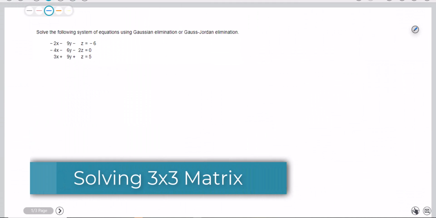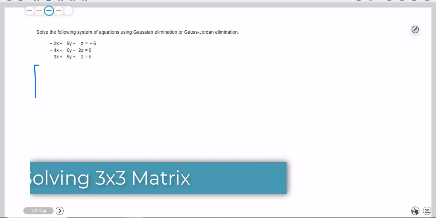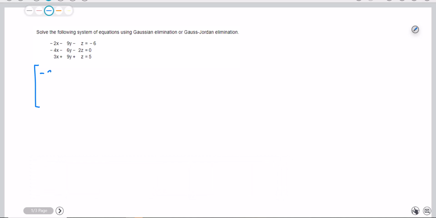All right, we have a systems of equations that we want to solve. So the very first thing you want to do is put this in a matrix. Remember, you're only pulling out the numbers, so that's negative z, negative 1. Negative 4, negative 6, negative 2, 0, 3, 9, 1, and 5.